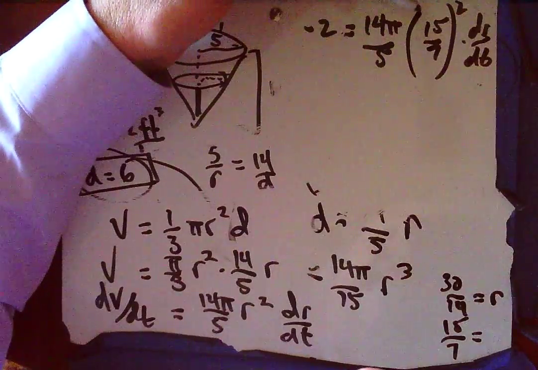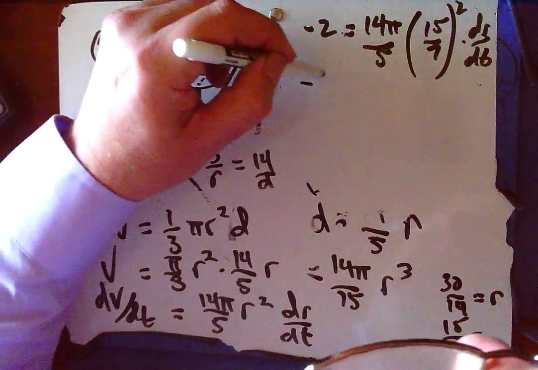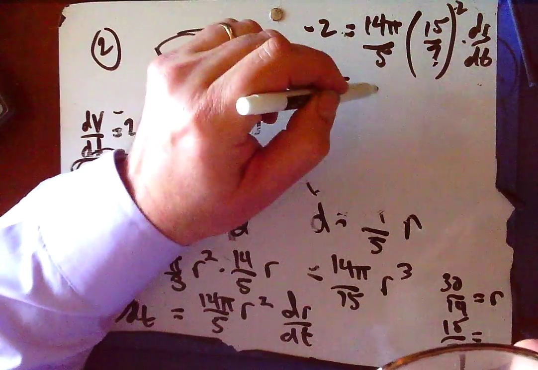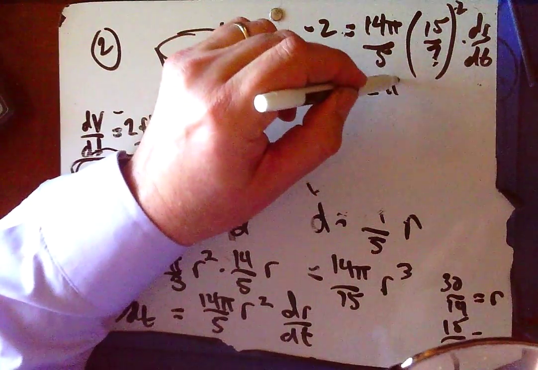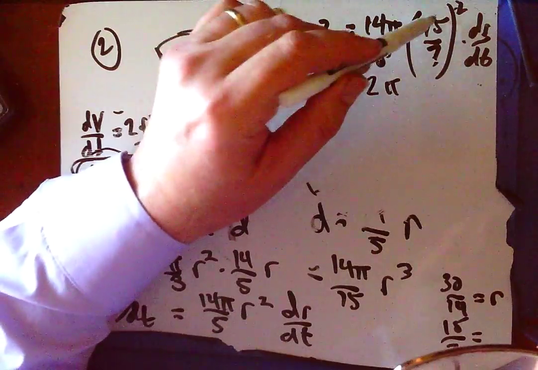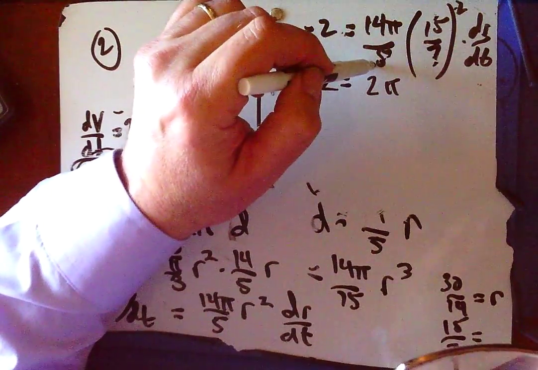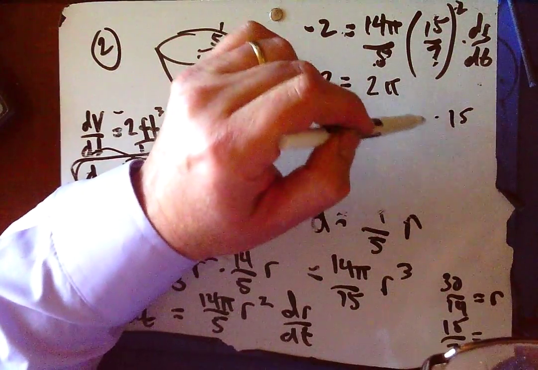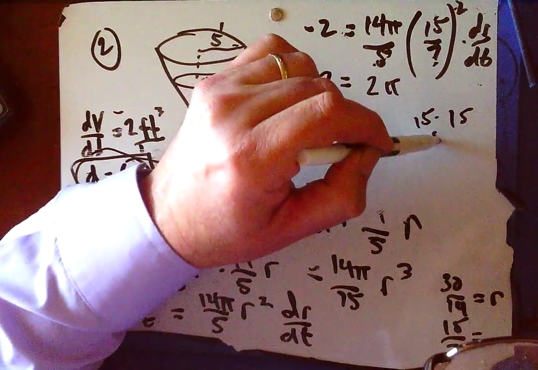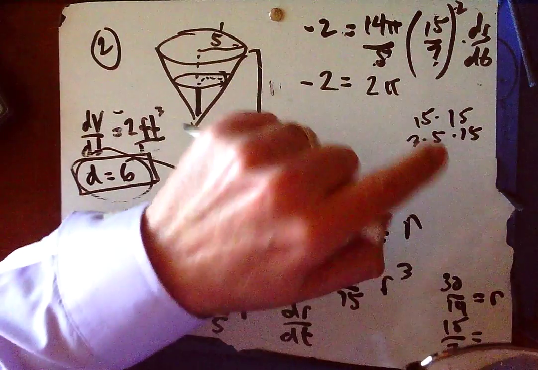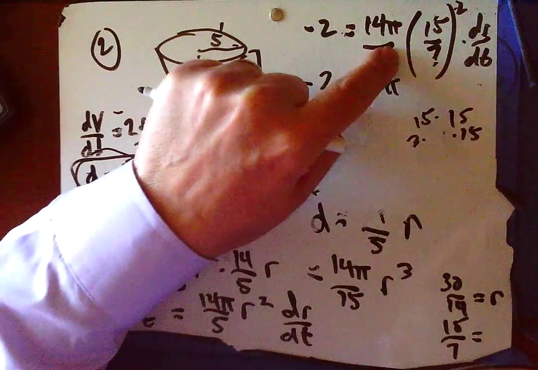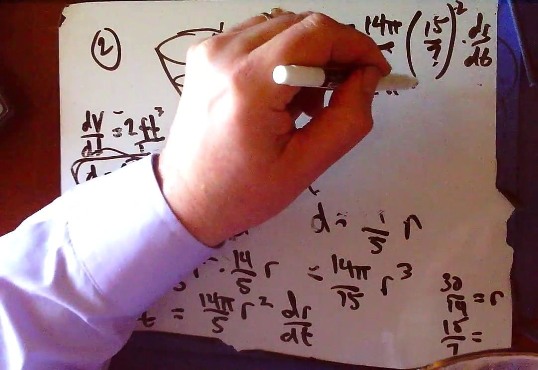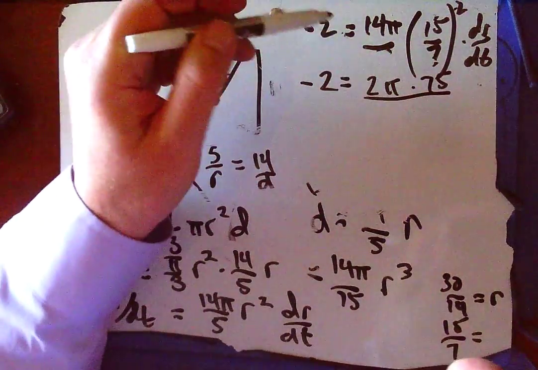There's a little canceling here. -2 equals... one of these 7s will cancel with a 7 there, so I'll have a 2 and a pi. And one of those 5s is going to cancel as well. This is 15 times 15, which is 3 times 5 times 15. So if I get rid of one of those 5s, I'm going to have 3 times 15, or 75 left. So that's 75. And what do we have on the bottom?